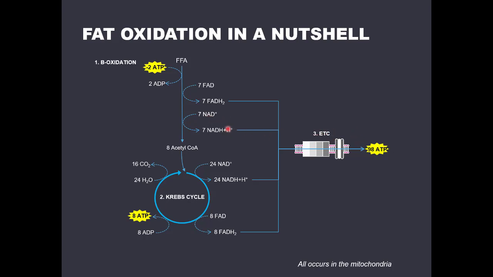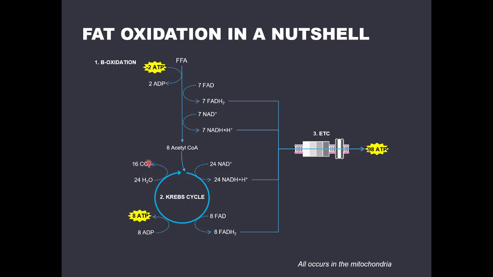More on that in a sec. Now, the acetyl-CoA here, the 8 of them, will enter the Krebs cycle, where again you'll have more redox reactions, providing more electron carriers in the form of NADH and FADH. And you will also see you get some ATP out of the Krebs cycle from these 8 acetyl-CoAs. It's going to be 8 ATP to be exact, not a whole lot, but you get some out of it.